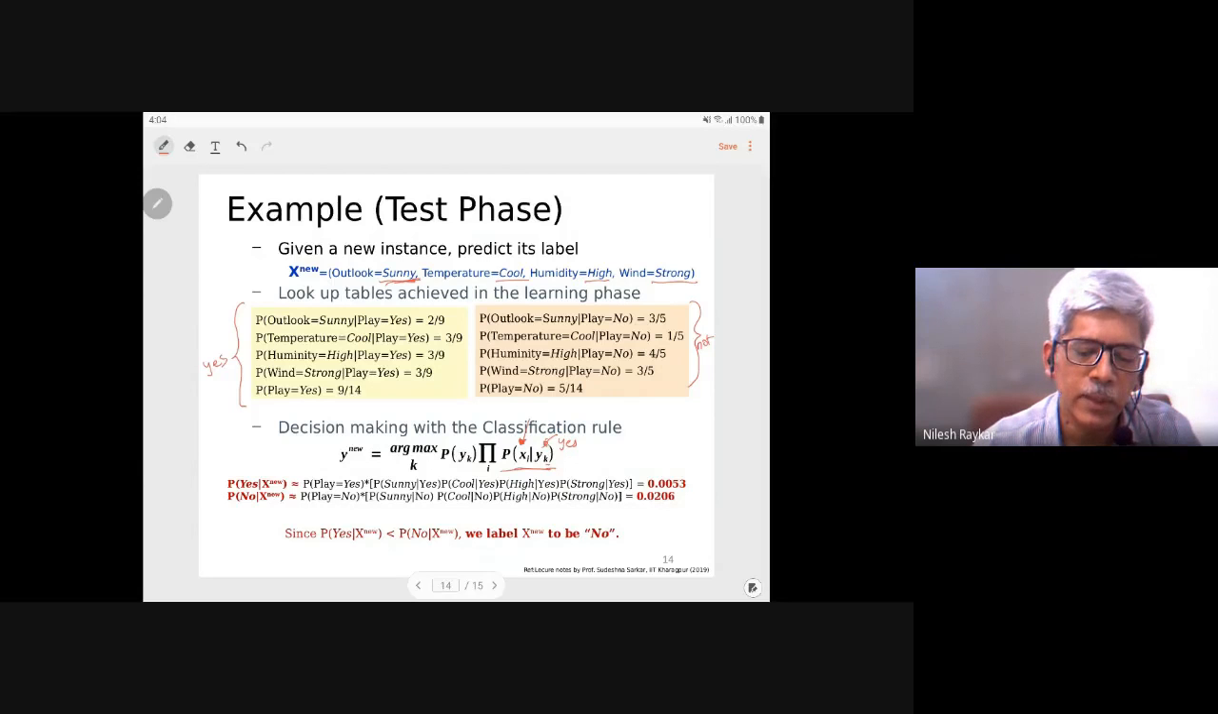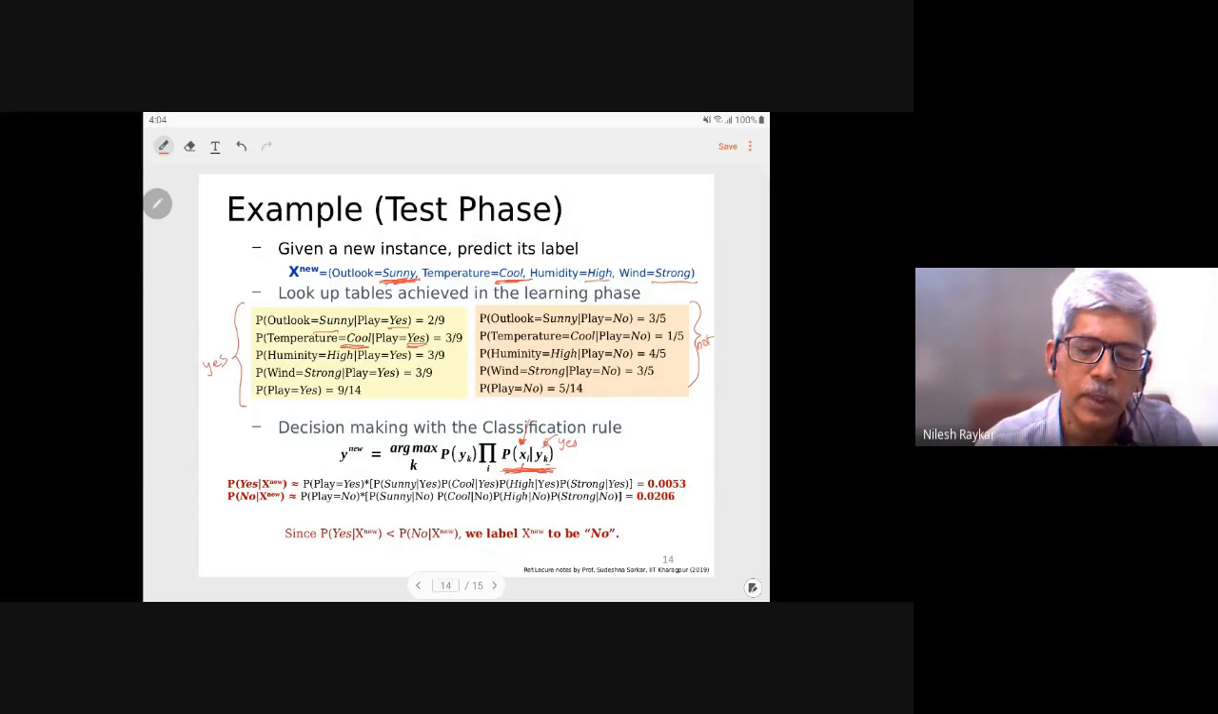When playing is yes and temperature is cool, what is the probability? So there will be 4 terms here. Since there are 4 features, there will be 4 terms which will be coming here. So whatever terms are required, I have listed here. What we require is sunny and yes. We require cool and yes. So these numbers are taken from the previous slide.